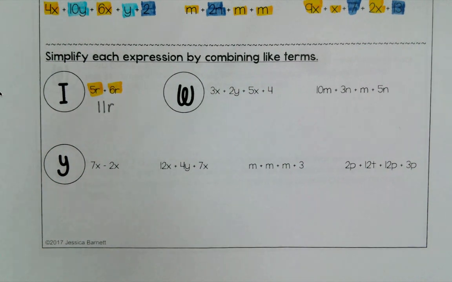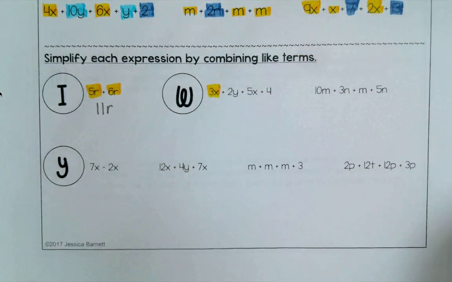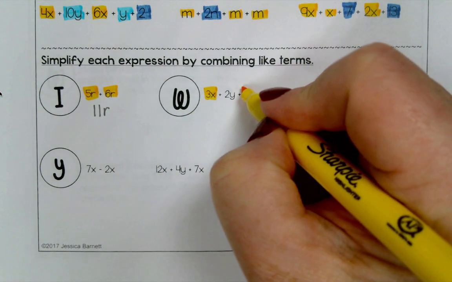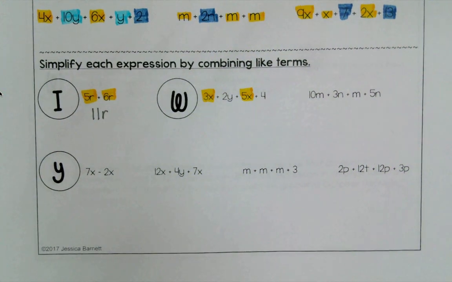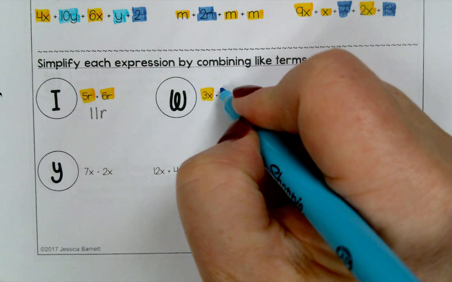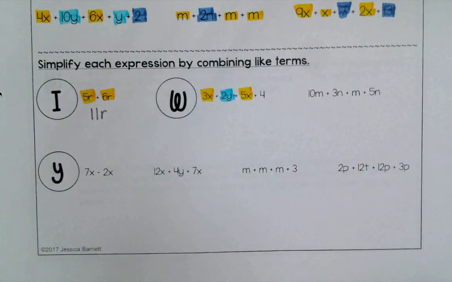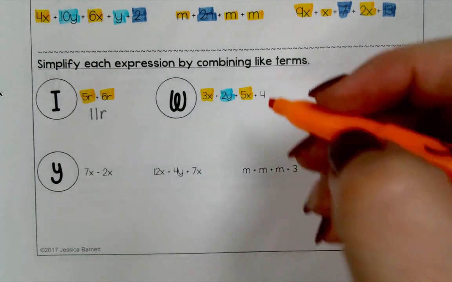Look at our next one. I have 3x. That's my first term. Then do I have any more? I have 5x. And then I have 2y. Do I have any more with y's? No. So that color is gone. And then I have my constant 4.